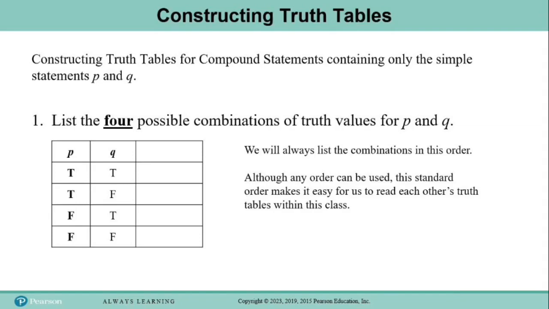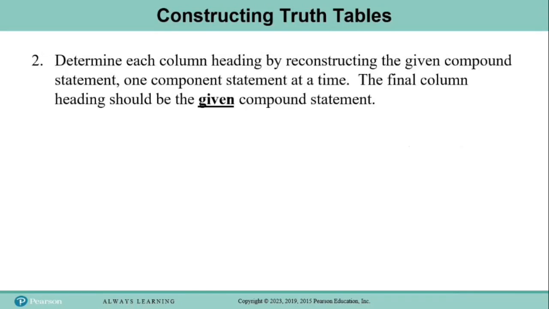So just get used to the idea that for your first simple statement, you're always going to put true, true, false, false. And then for your second simple statement, you're going to put true, false, true, false. Now this next step depends on the statement that you're given. What you're going to do next is determine each column heading by reconstructing the given compound statement one component statement at a time. The final column heading will be the given compound statement from the problem.